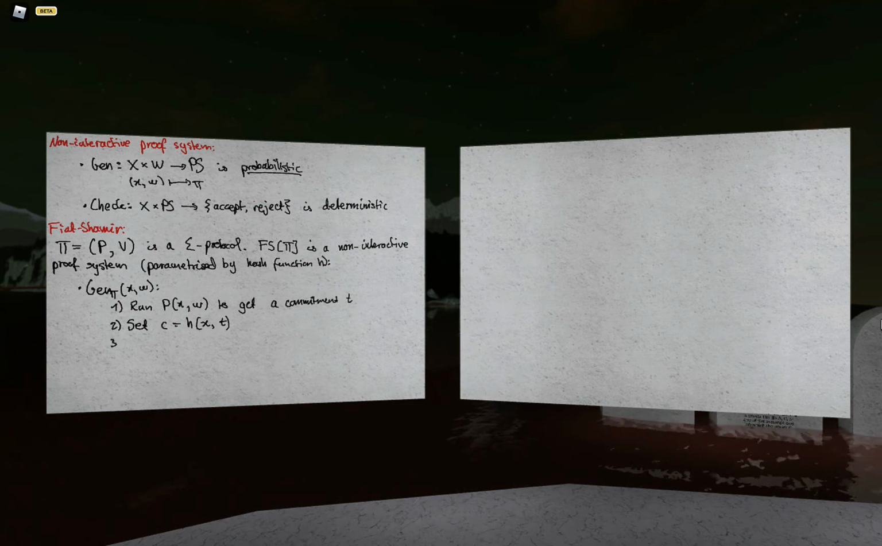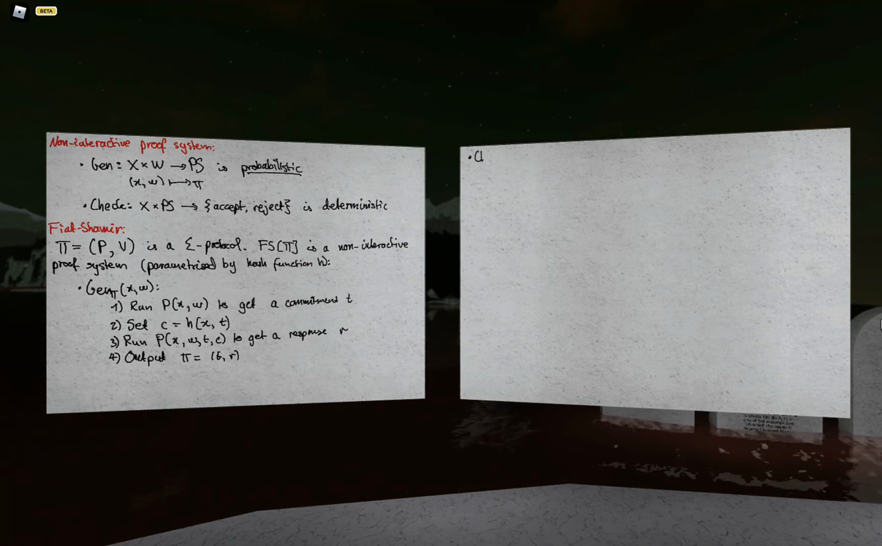And then once we've got the challenge, we're going to run the prover on the challenge, WTC, to get a response. And it outputs a proof, which consists of the commitment and the response.